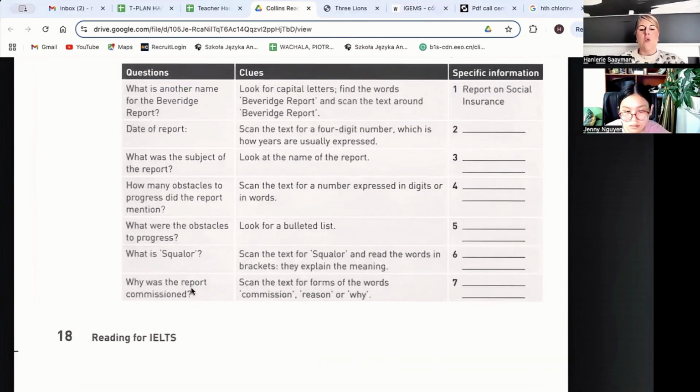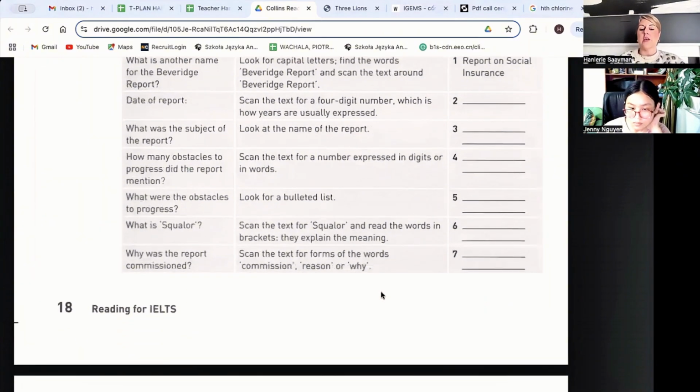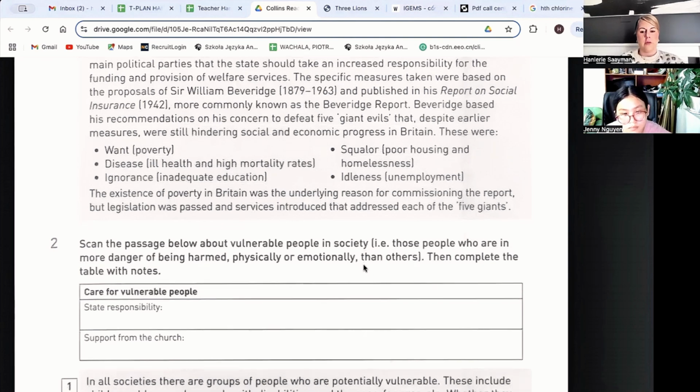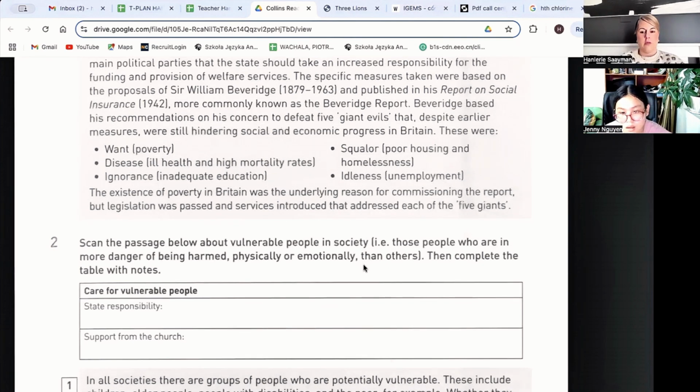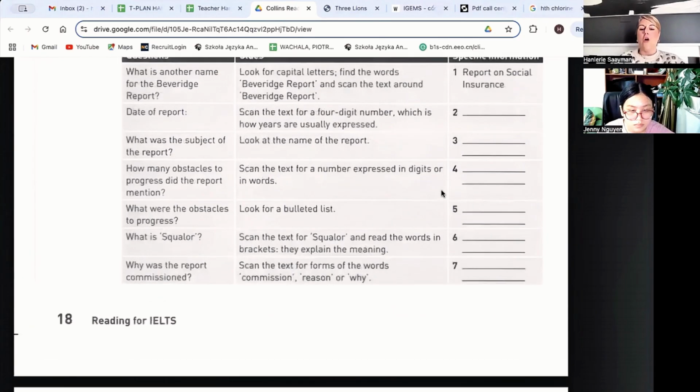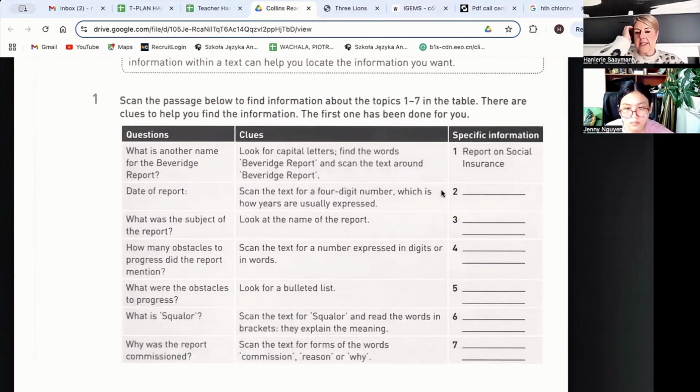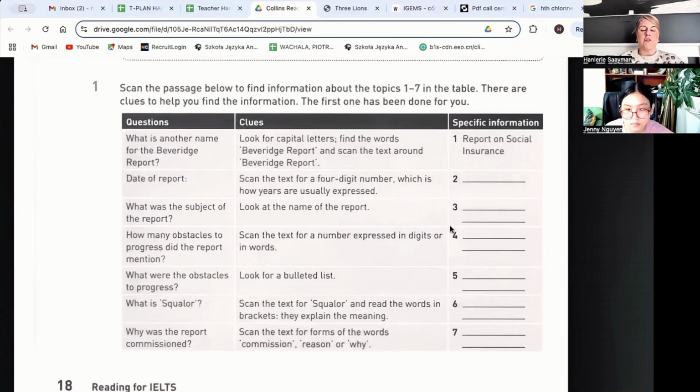Excellent. And then why was the report commissioned? Scan the text for forms of the words commission, reason, and why. Can you find that sentence for us? Commission. Okay. So, want was the underlying reason for commissioning the report. But legislation was passed and services introduced that addressed each of the factors. Perfect. Okay. So you see, Chinny, how we scan a text to get specific information.